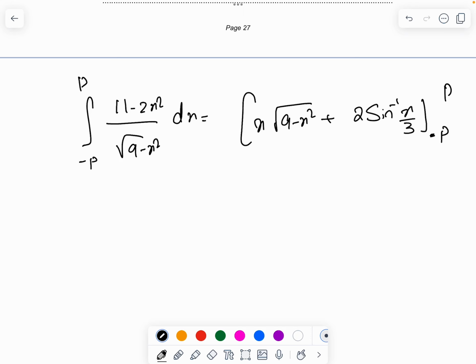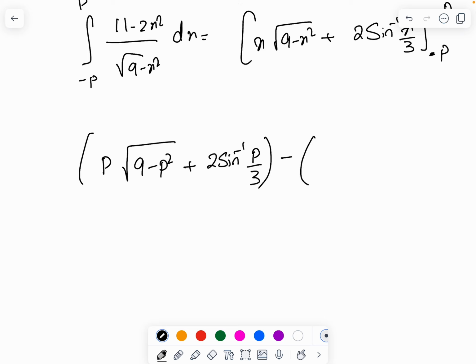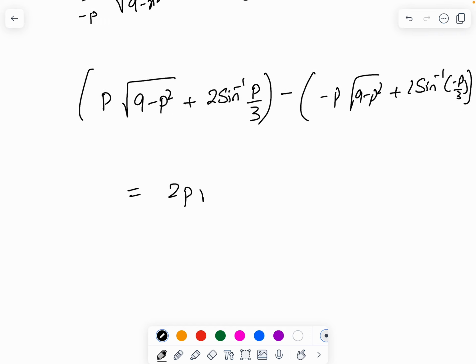This was the derivative, so we can directly write that answer. Now plug in the upper limit minus lower limit. p square root of 9 minus p square plus 2p sine inverse of p by 3. Then that was the upper limit. Substitute the lower limit: minus p square root of 9 minus p square plus 2 sine inverse of negative p upon 3. So this gives me the final answer as 4 sine inverse of p upon 3.